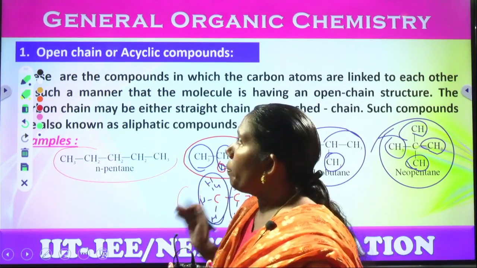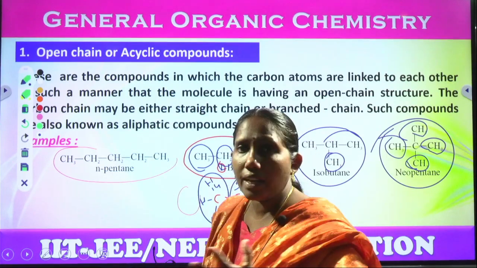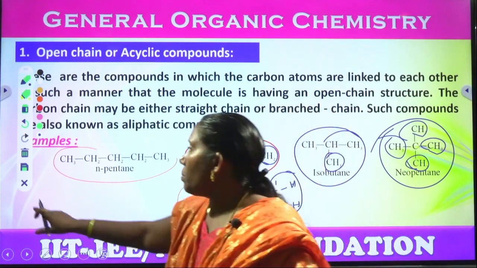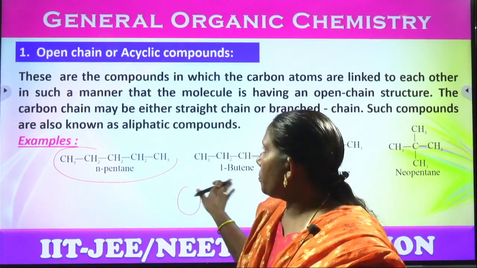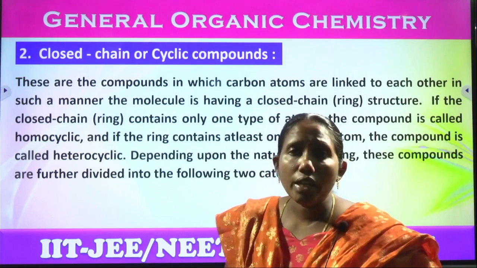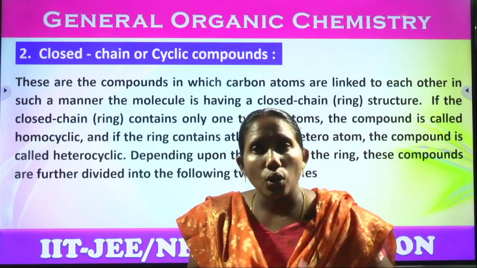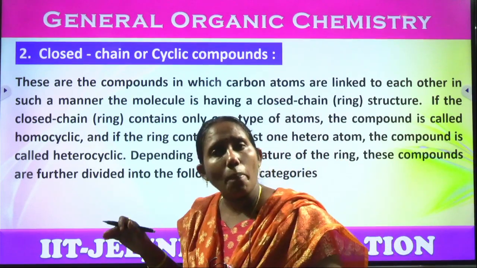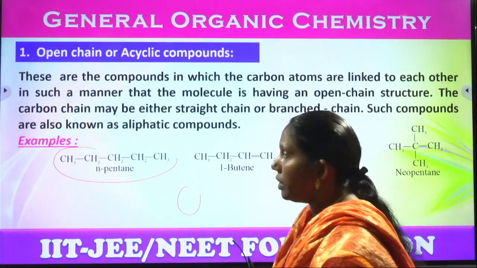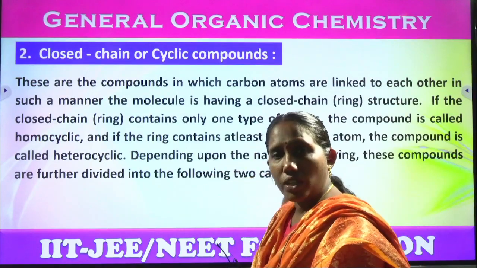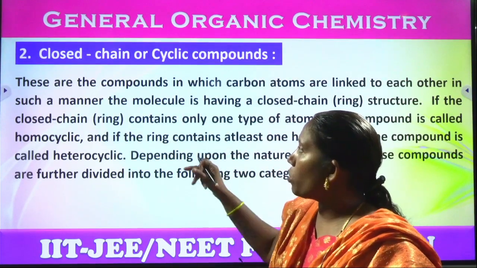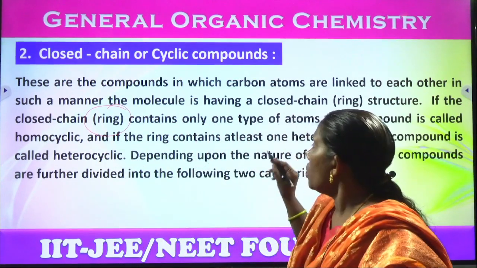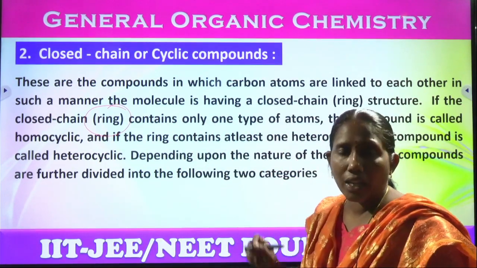So this is the open chain or acyclic. Acyclic means not cyclic. Acyclic compounds, right? Come to the next one: closed chain or cyclic compounds. What are closed chain compounds? Unlike the open chain, the chain is not a straight chain. There will be ring compounds. There will be a ring in the structure. Those are said to be closed chain compounds or cyclic compounds.